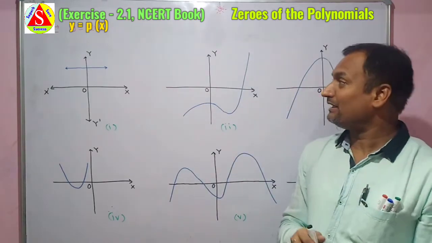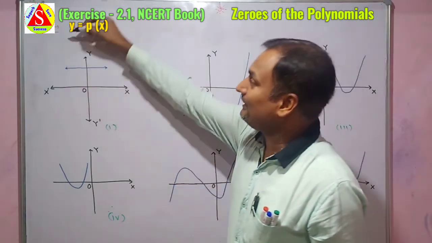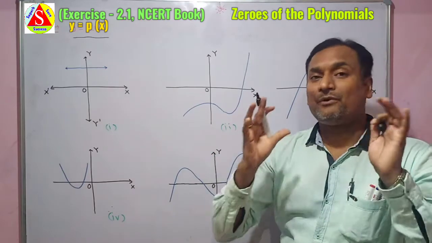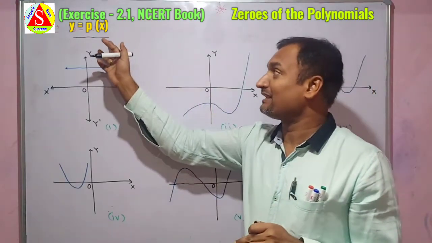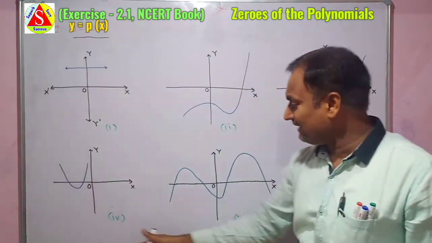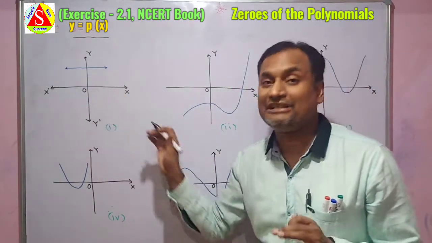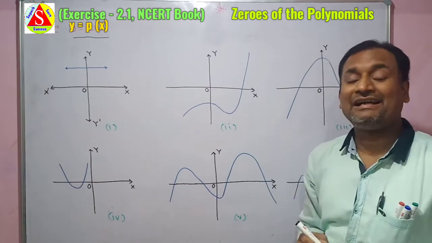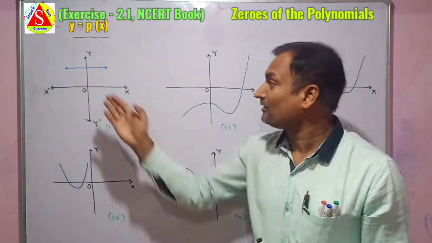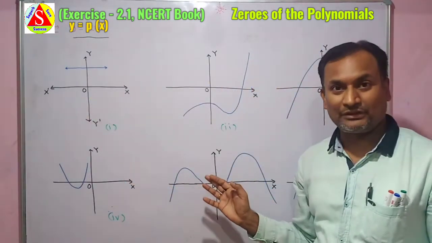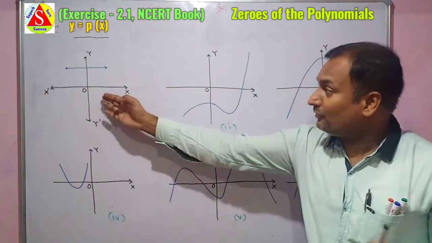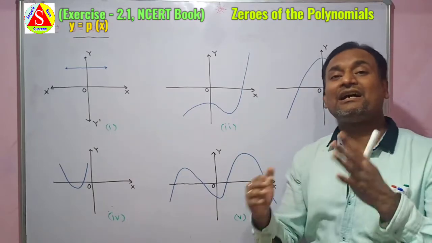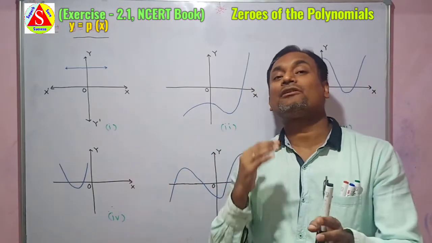Dear students, here we have a polynomial y is equal to p(x). We are given a polynomial y is equal to p(x) and different graphs related to it. So what we have to do is find the number of zeros of the given polynomials. We have to find the zeros of these polynomials which are given in graphical form, how many zeros these polynomials will have.